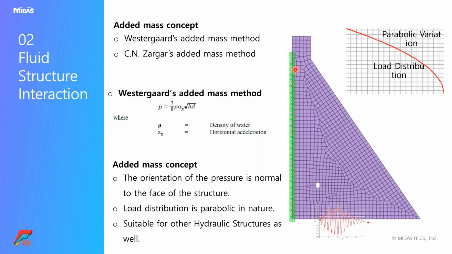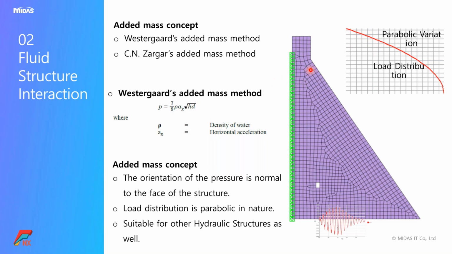It is actually applied normal to the face of the dam. So if the dam is inclined on the upstream side, then the force is also applied normal to that particular inclined face. Okay, and the load distribution is parabolic in nature. We can find this is the equation. Since we have a square root here, of course the variation should be parabolic. And then it is very rigid in nature.